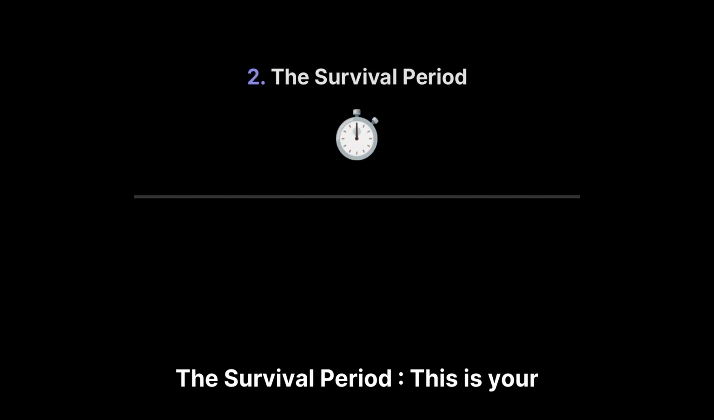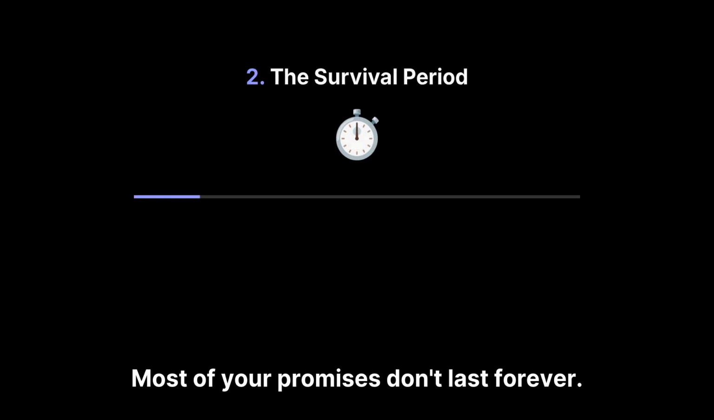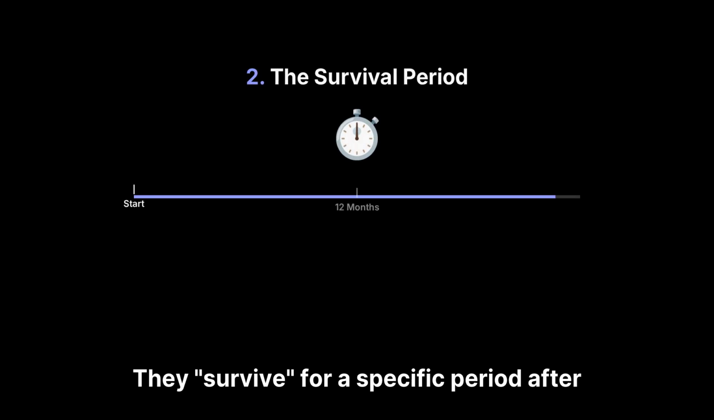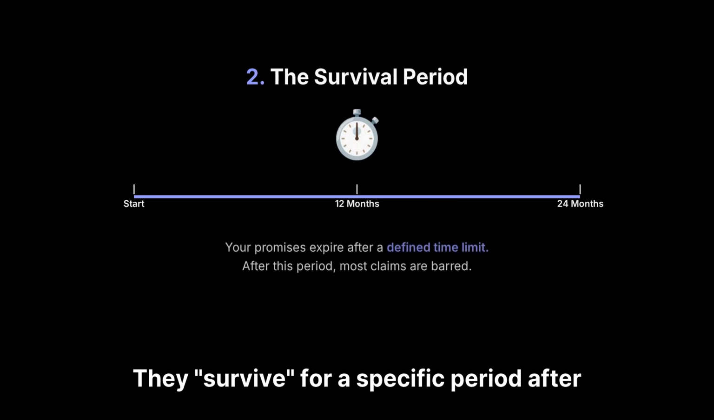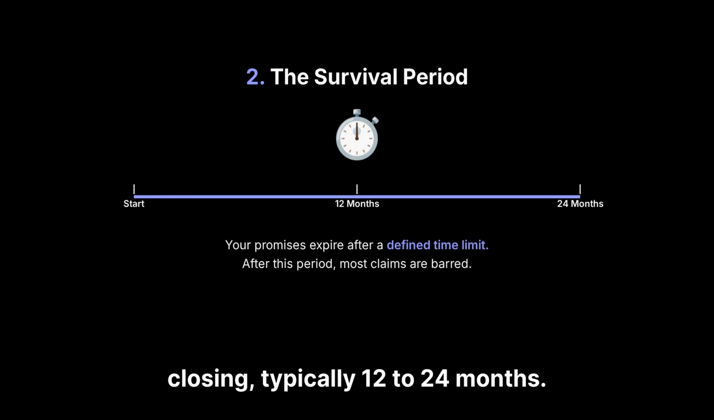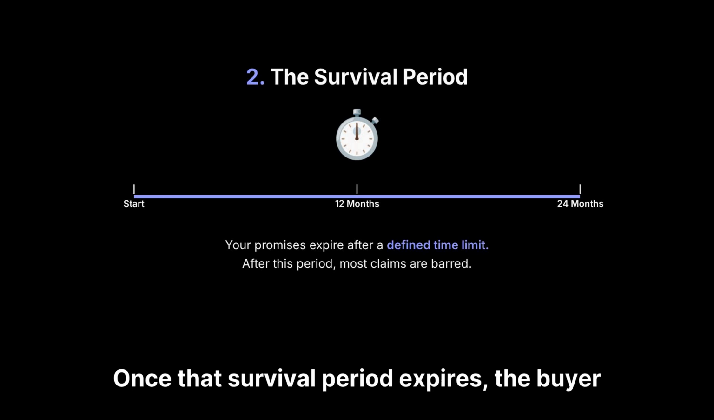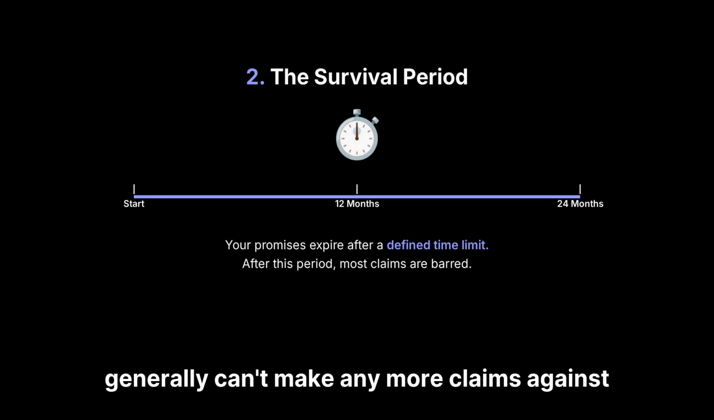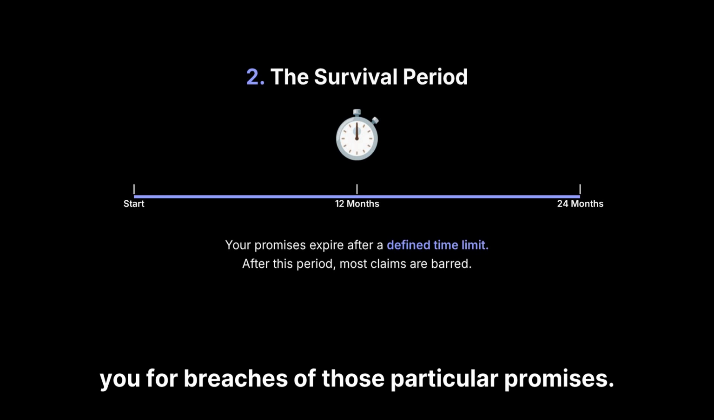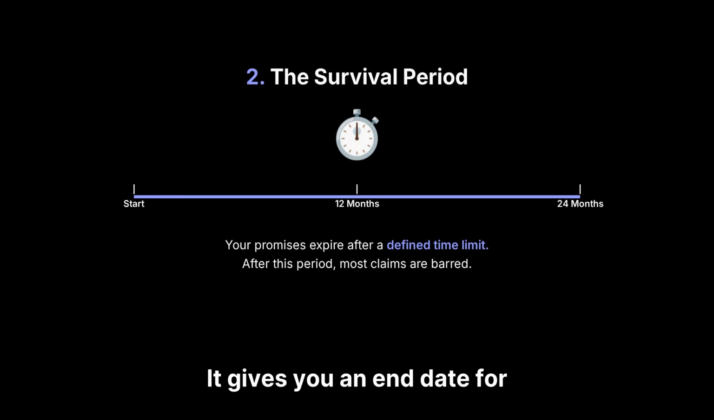Two, the survival period. This is your time limit. Most of your promises don't last forever. They survive for a specific period after closing, typically 12 to 24 months. Once that survival period expires, the buyer generally can't make any more claims against you for breaches of those particular promises. It gives you an end date for most of your liability.